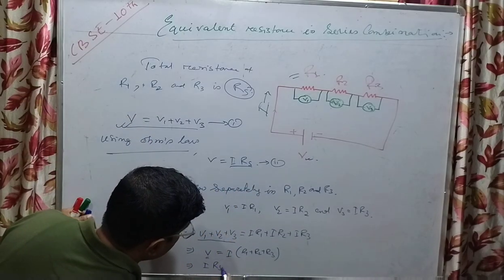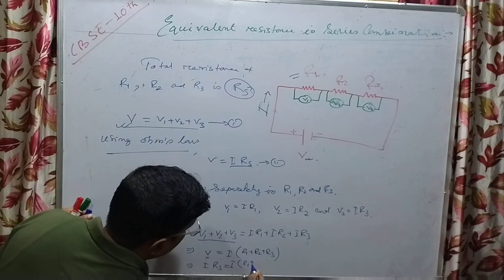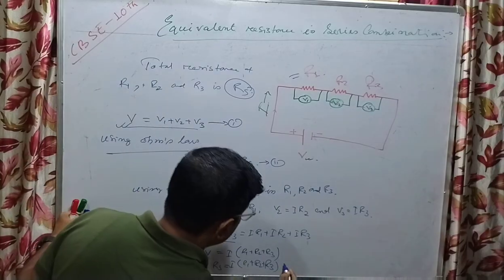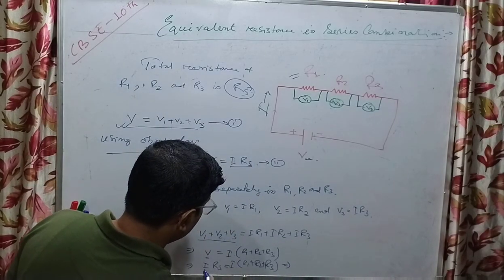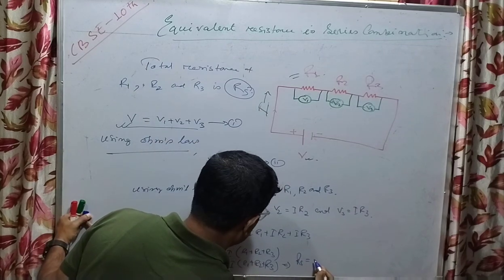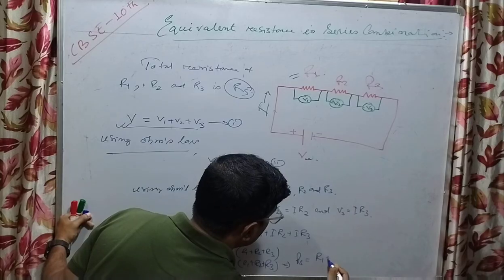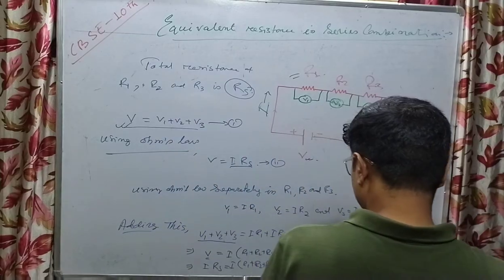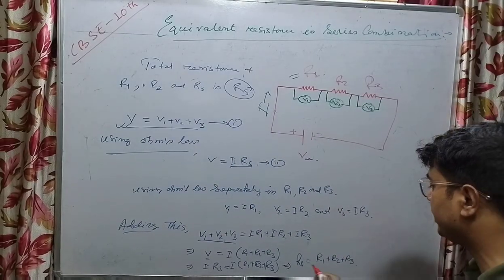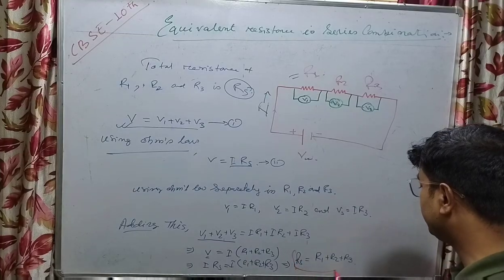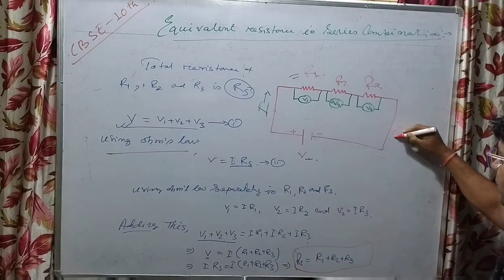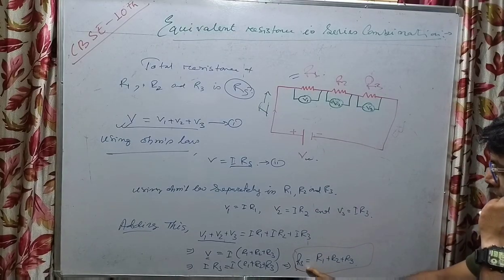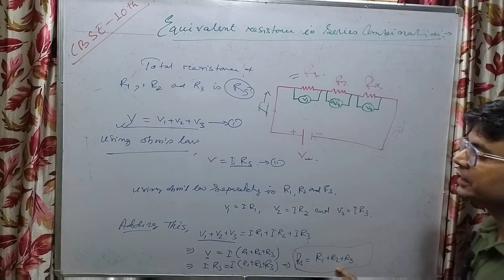IRS is equal to I whole into R1 plus R2 plus R3. From here, students, I will be eliminated and the equivalent resistance of the circuit will be Rs is equal to R1 plus R2 plus R3. This is the expression for the equivalent resistance of this circuit. The total resistance of the circuit is given by Rs is equal to R1 plus R2 plus R3.